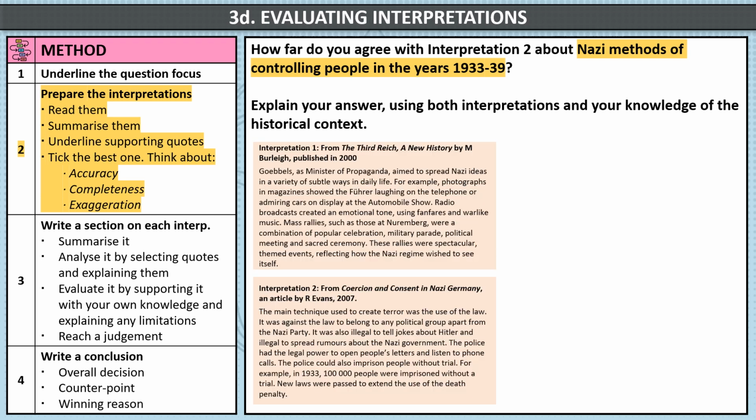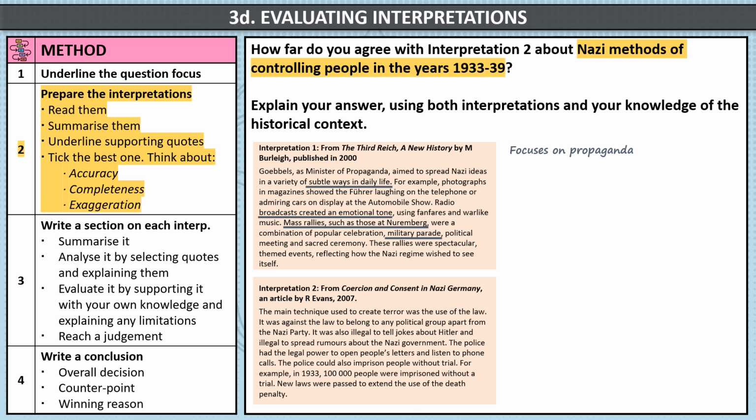Let's do interpretation 1 first. I'll read it. Then I'll summarise it. This means I write a sentence which summarises the main point. In this case, the interpretation focuses on propaganda. Next, I'll underline any points or quotes which are relevant to that. Now, I'm particularly looking for quotes which I can develop with my own knowledge, and you can see I've chosen a few here.